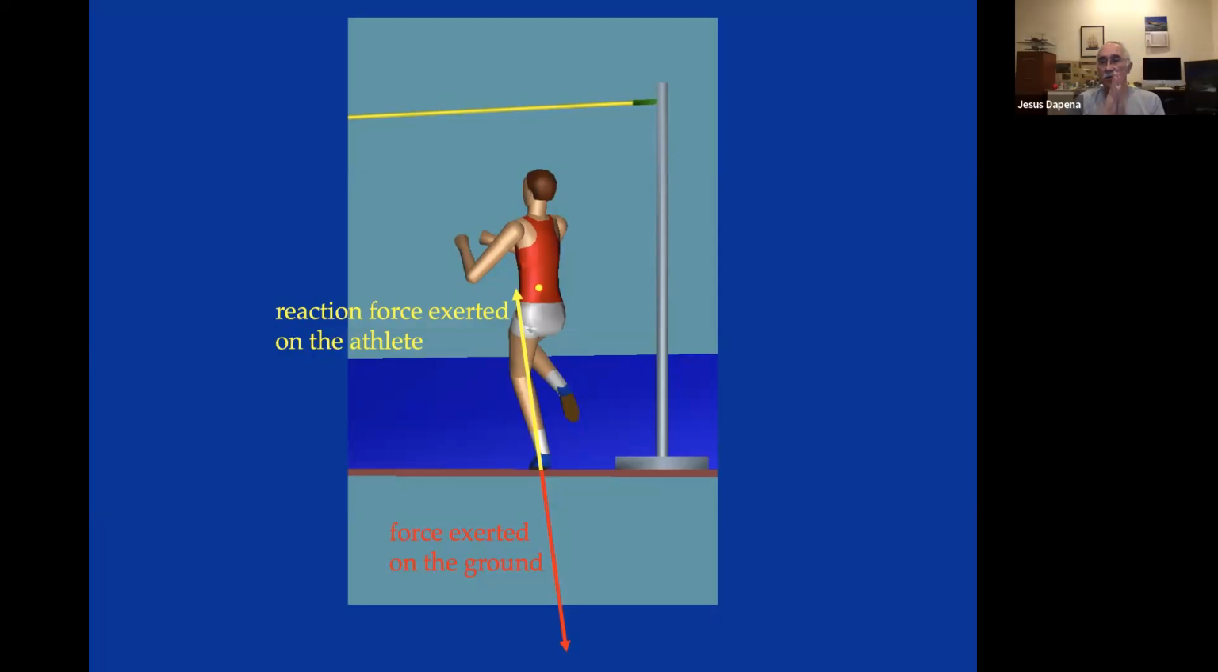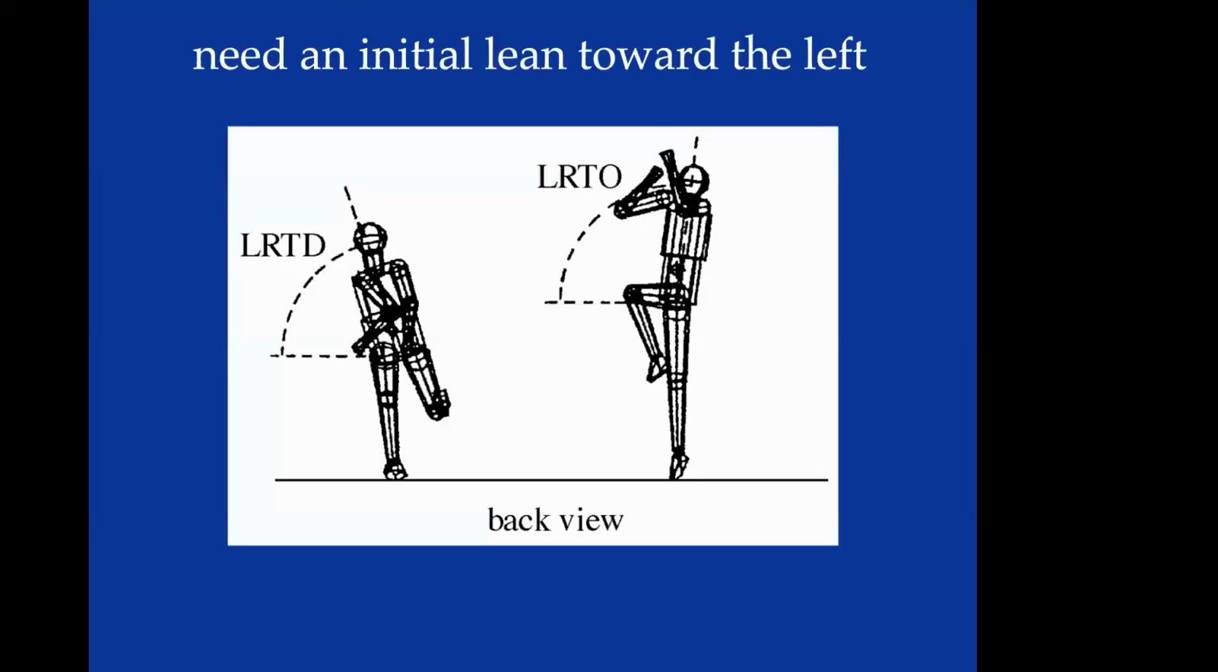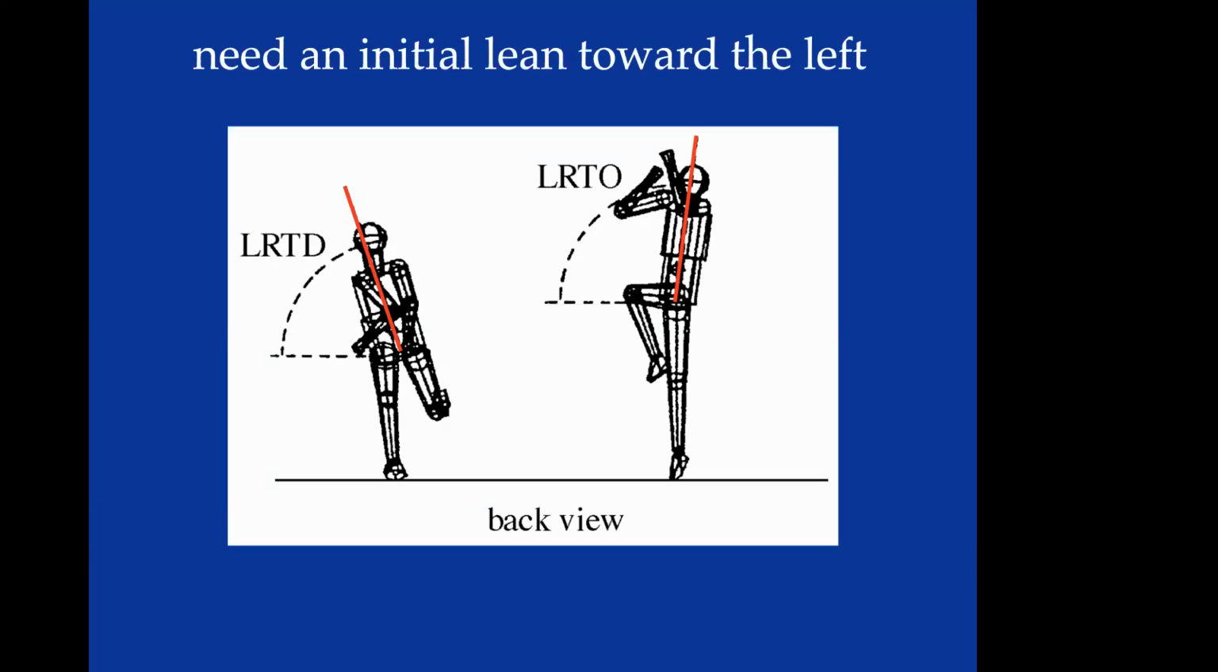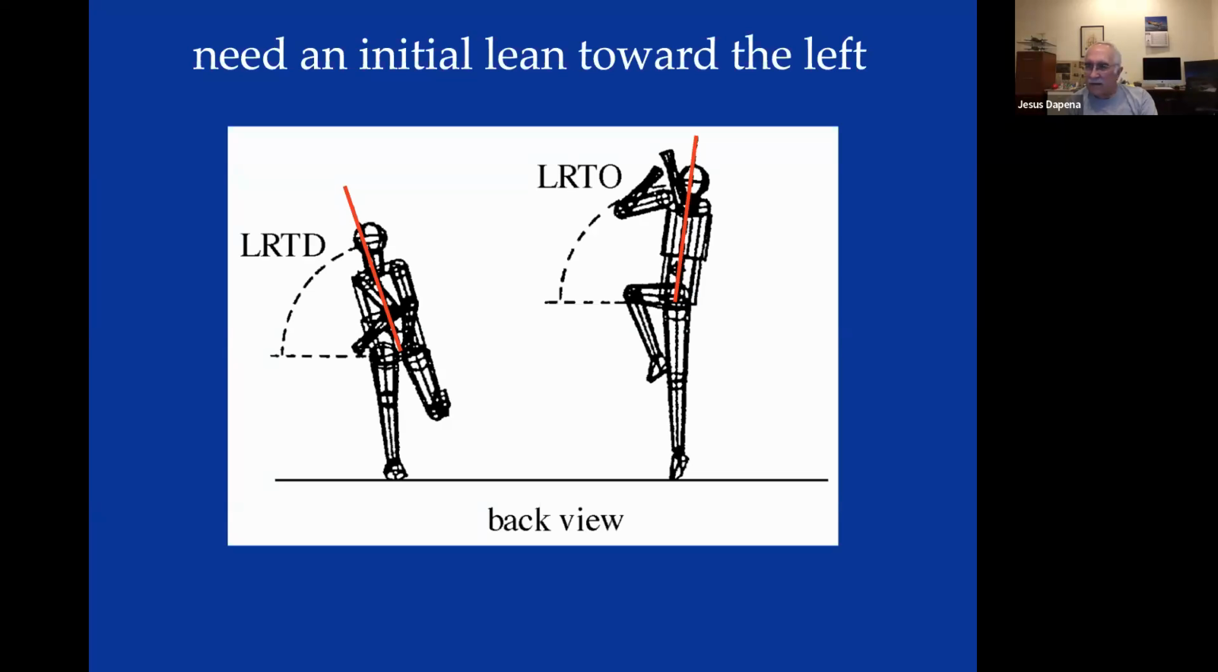So instead of going from vertical at the start of the takeoff phase to a lean towards the right at the end, you would like to go from a lean towards the left at the start of the takeoff phase and vertical at the end. So we see here on the left image a lean towards the left at the start of the takeoff phase. Then during the takeoff phase, the athlete rotates towards the right, and you are in this position at the end of the takeoff phase. Now you will notice here that that final position is not vertical. It's a little bit past the vertical.